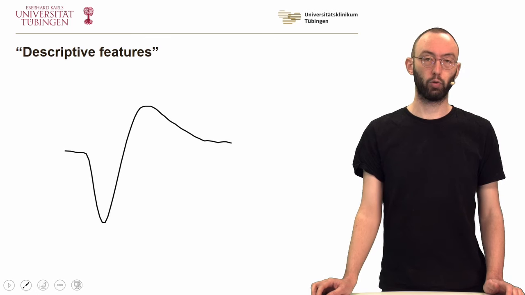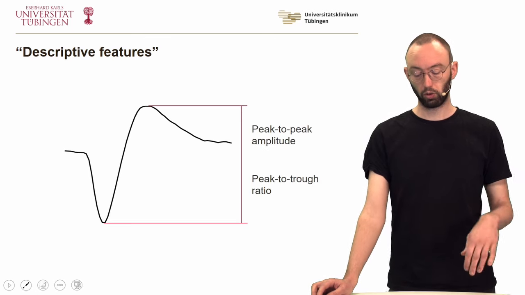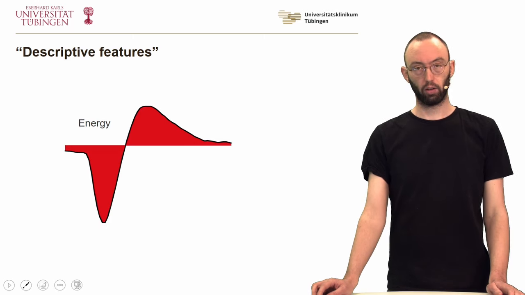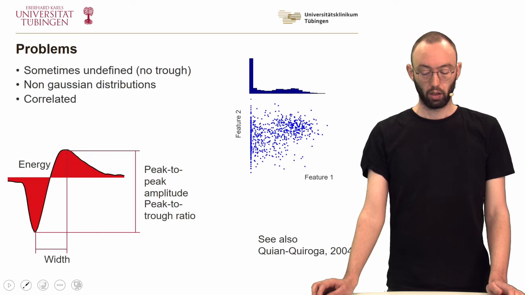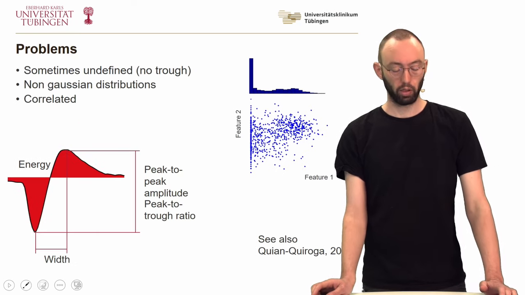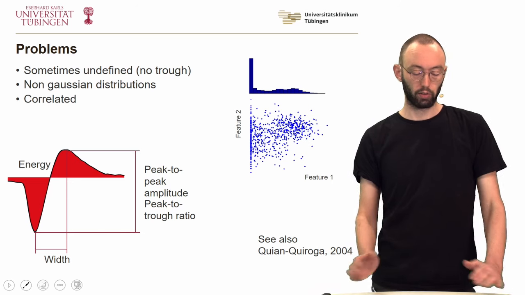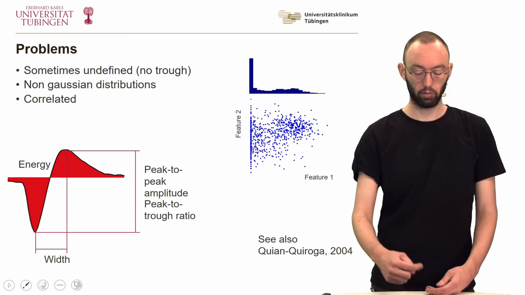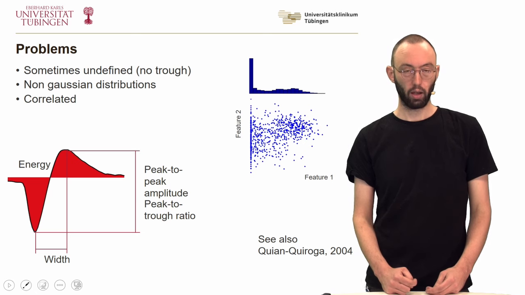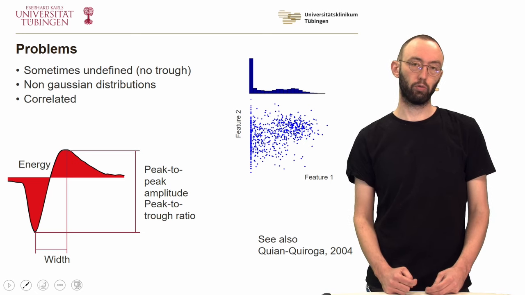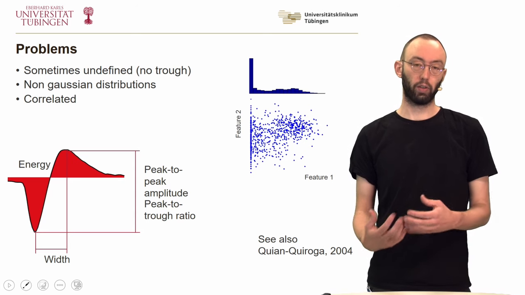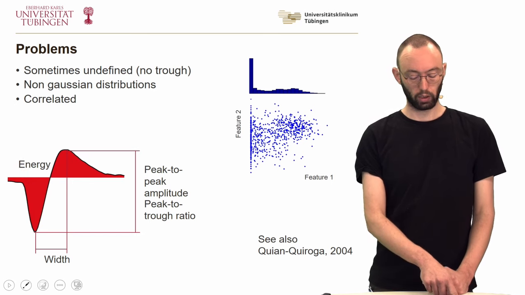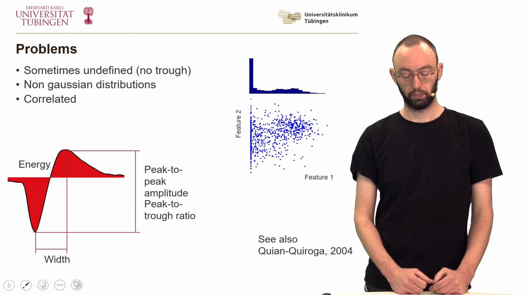People in the past have used descriptive features. So for example, the peak-to-peak amplitude or the peak-to-trough ratio, the width of the spike, the energy of the spike, and so on. The problem is that sometimes these features are undefined. Let's say there's no trough. They often don't have a Gaussian distribution. So you have this, for example, here, some of these features can have 0 values. And also, they don't use the available resources statistically in an optimal way because they can be correlated. So for example, the total energy of a spike is of course correlated with the width and the peak to amplitude ratio.